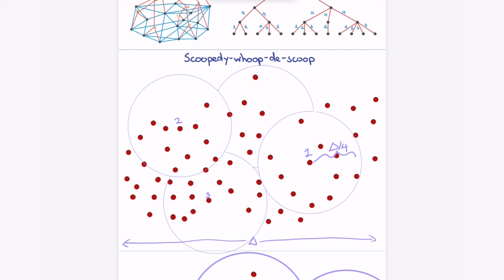So you keep doing this. Okay, I've already drawn a picture. And so you're going to do this all the way down, right? So you're going to keep scooping, scooping, scooping at different scales.